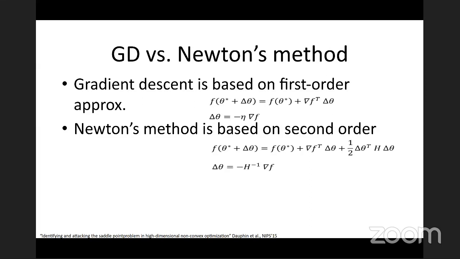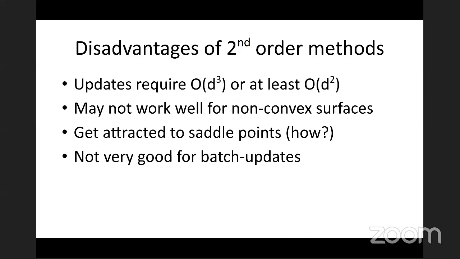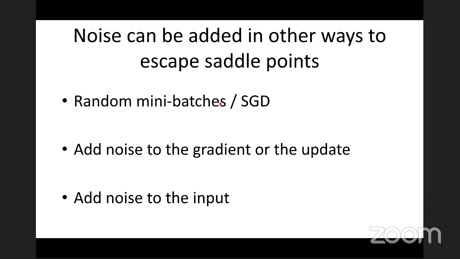I'll skip this. I already mentioned that we don't use second order methods because they require many more operations. So how do we escape these local minimas? We basically randomize. We add some noise to the training process, and we can do that in multiple ways. One is that we can add noise to the data itself, in the sense that we can randomly have mini batches, or we can do SGD. So with each batch, you are actually descending on a different surface.